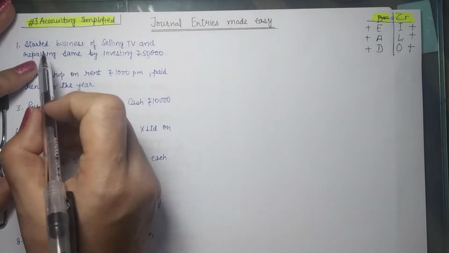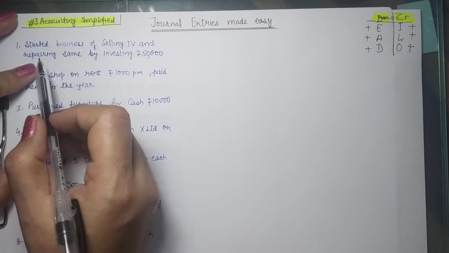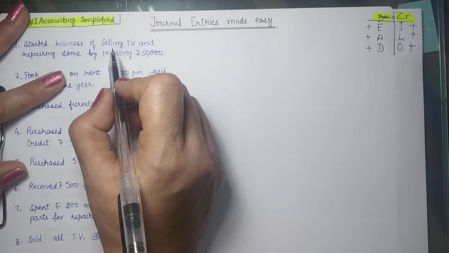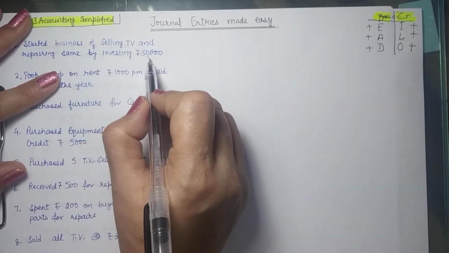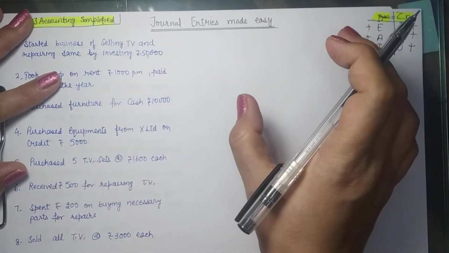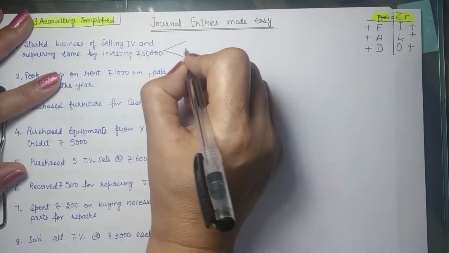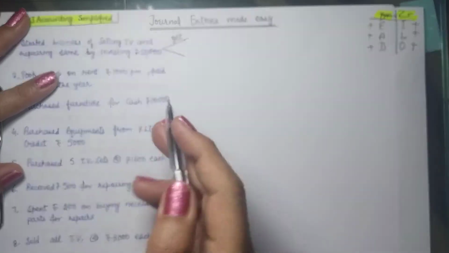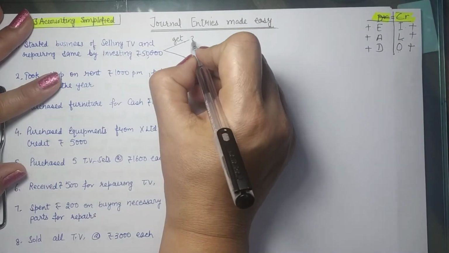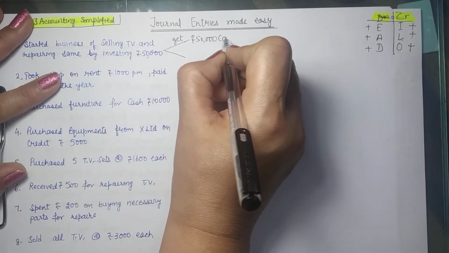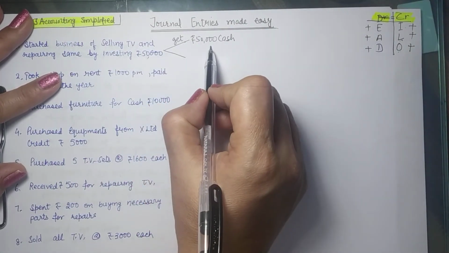Give and get. So: started business of selling TVs and repairing same by investing 50,000. So herein, I say I have started a business. So my business is to purchase and sell TVs and also repair the same, and my initial investment is 50,000. It means I have put money into the business. So now businessman is different and business is different. So what does business get? Give and take or give and get. So what do I get? I get 50,000 rupees. Business gets 50,000 rupees cash. You put the money separately for the business, right? So business now has cash of 50,000.